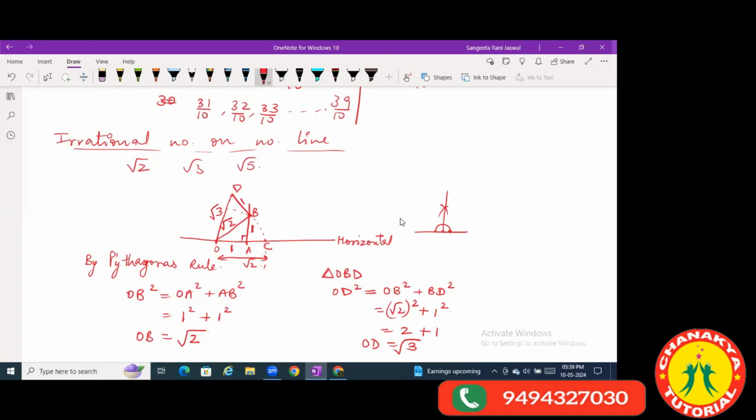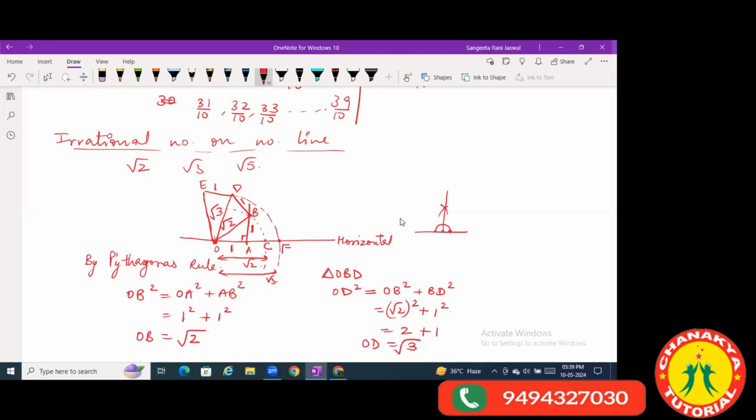Now again, if you have to make root over 4 like this, what do you do? Again, you take 1 unit line here. Then you take a perpendicular distance here from this, and take this next point as E. To take root over 3 on the number line, with your compass pointer at O and taking the radius OD, make an arc like this which cuts this horizontal line at this point, see F. That distance will now be root over 3. From here to here will be root over 3 now.